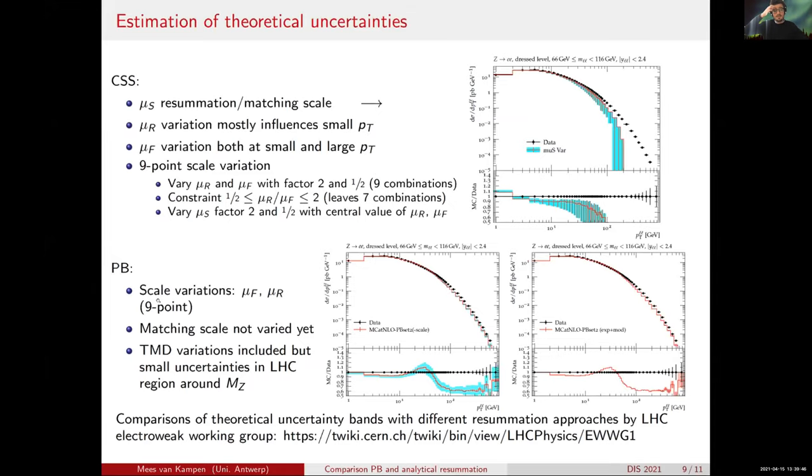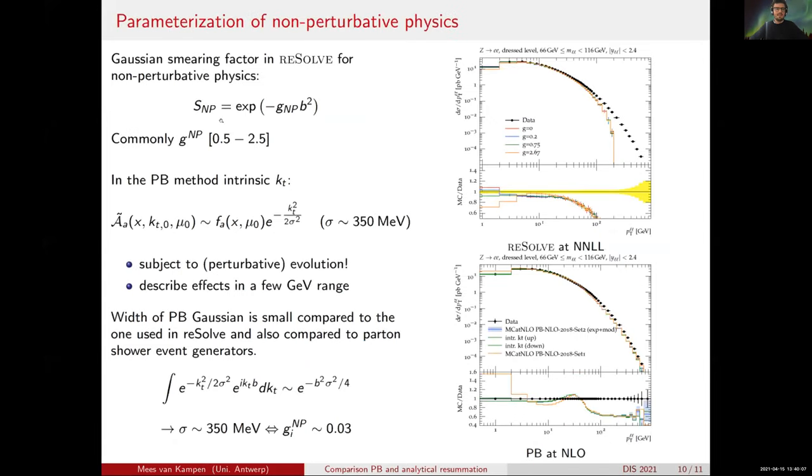For parton branching, there are two scales that are varied. The matching scale to the next to leading order matrix element has not been varied yet, but there are also TMD uncertainties in parton branching, which are quite small in this region in the LHC around the Z boson mass, as you can see.